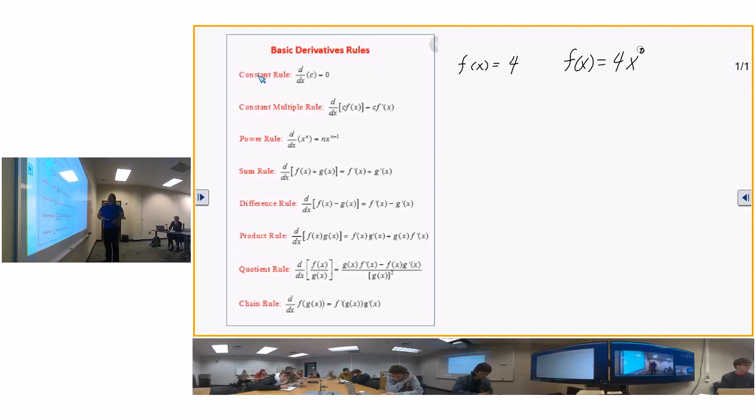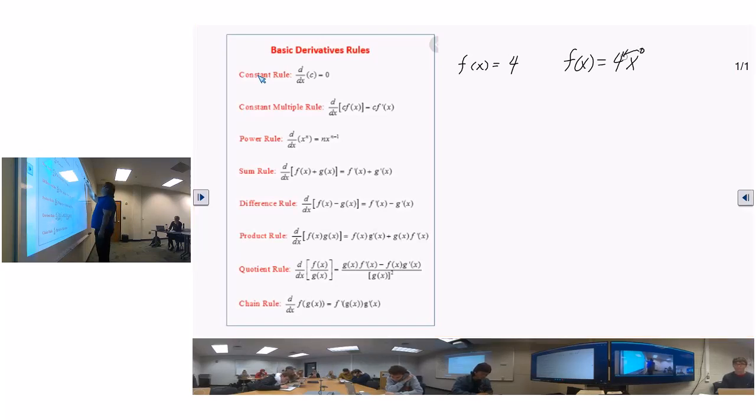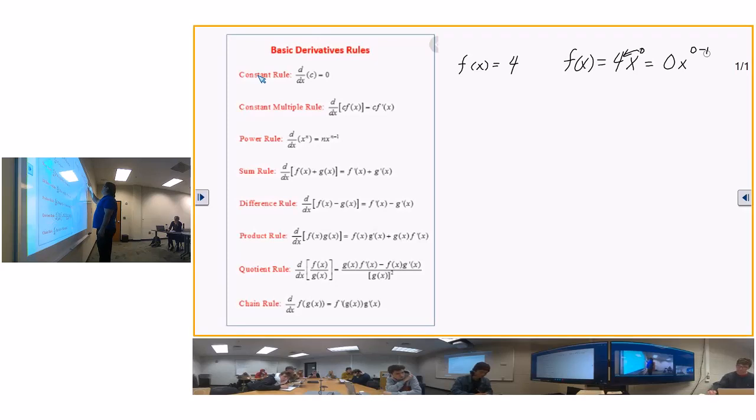Now we use the power rule. What's 0 times 4? 0. And 0 minus 1. And what's 0 times anything? So anytime you've got a constant, the derivative of any constant will be what? 0. So that's that one.